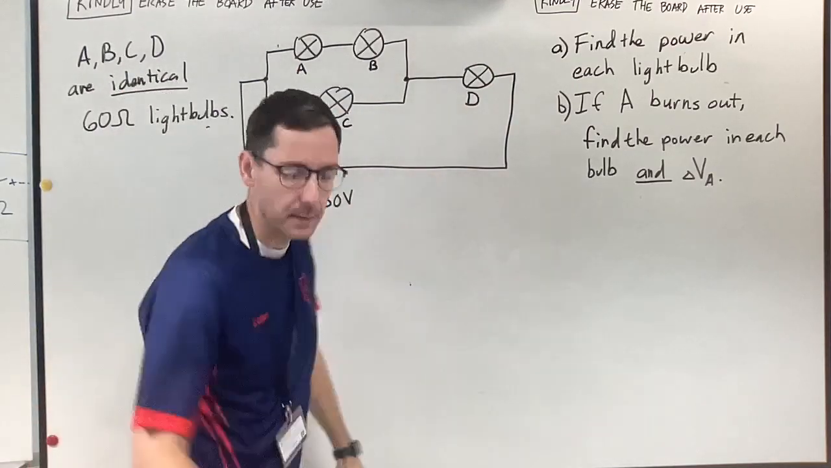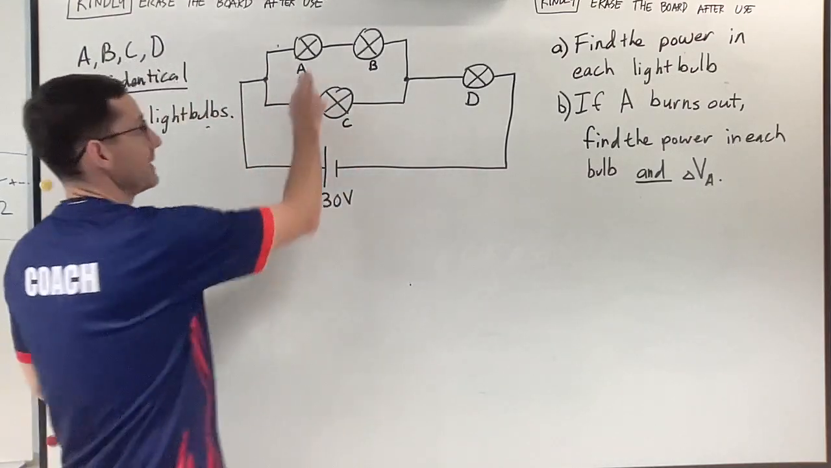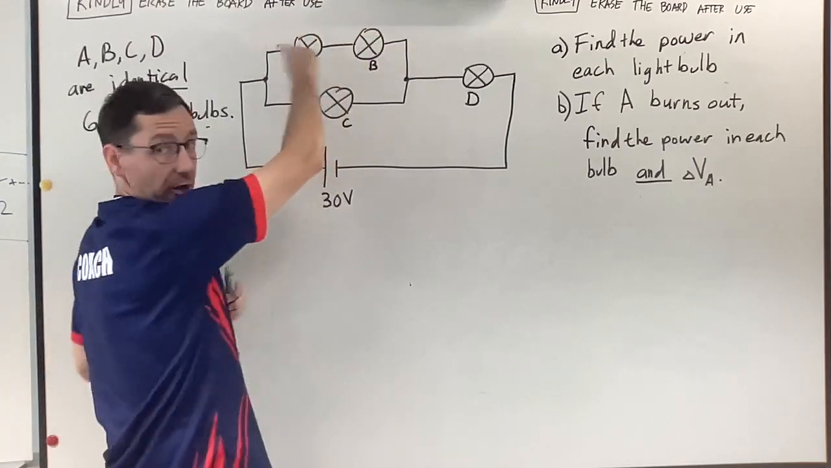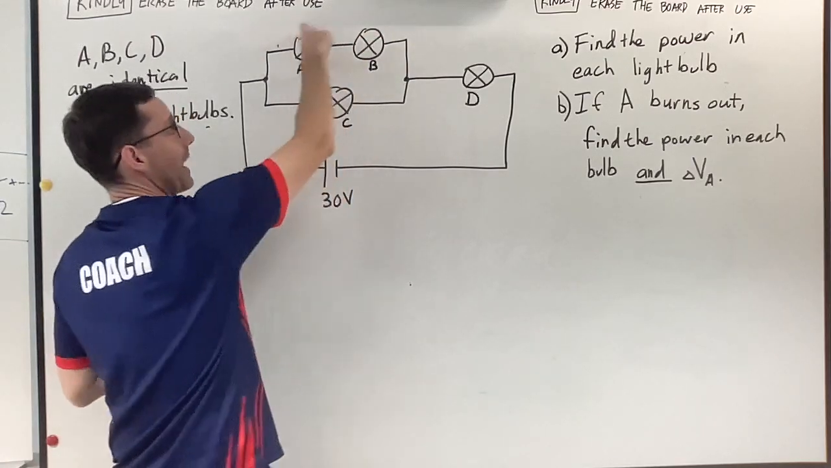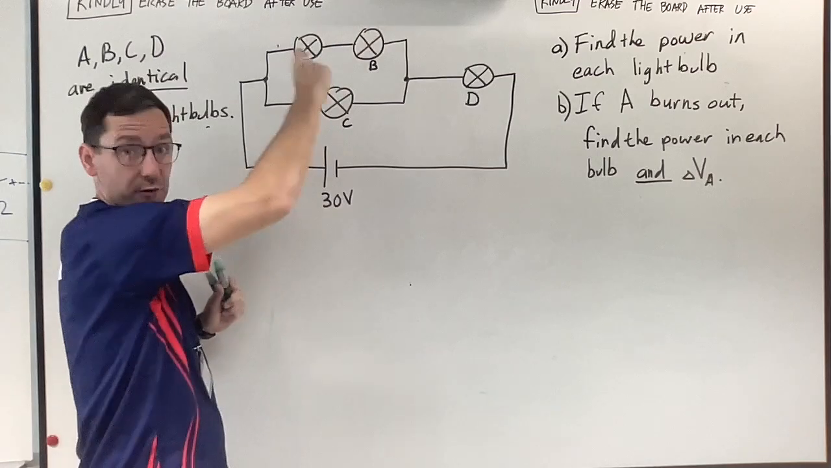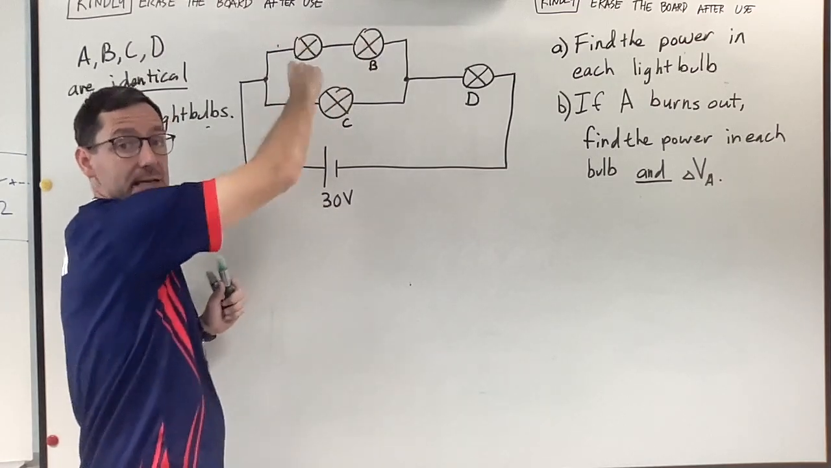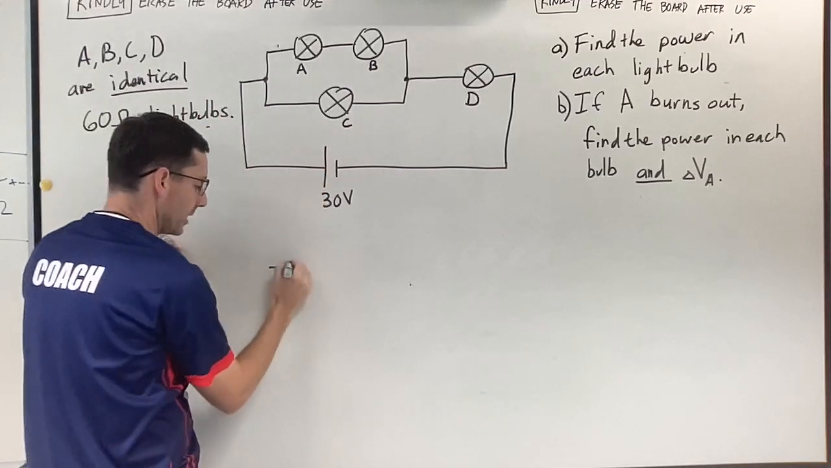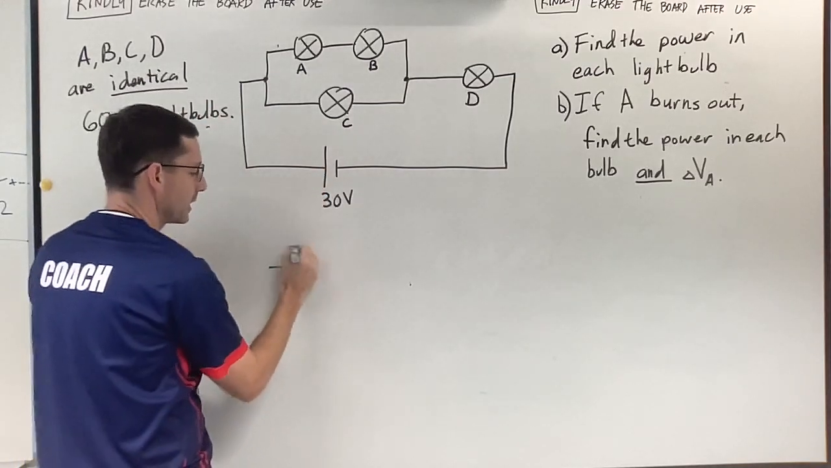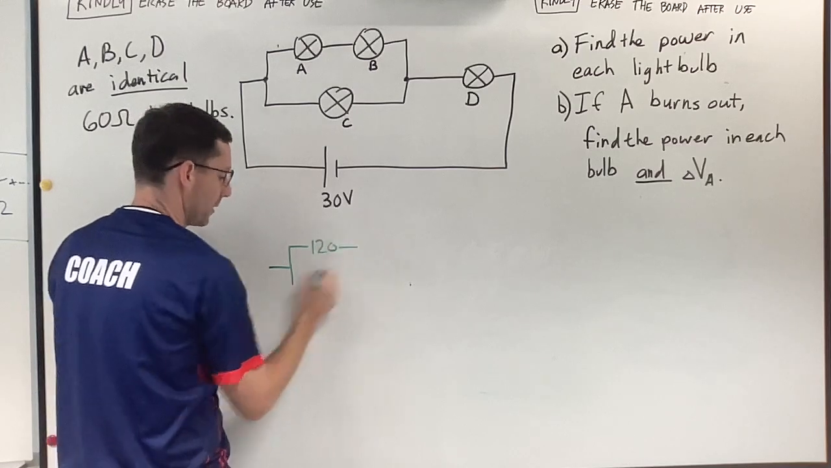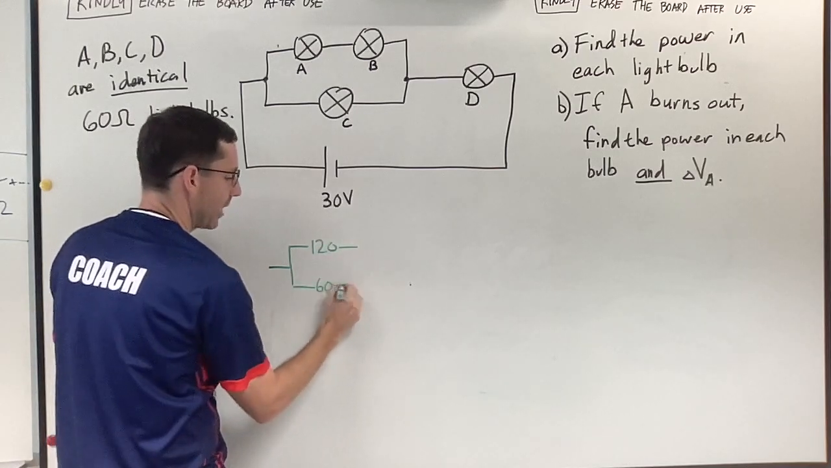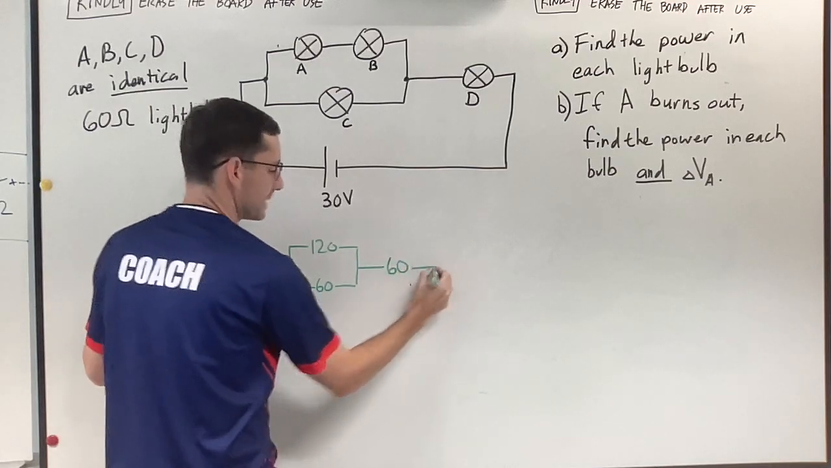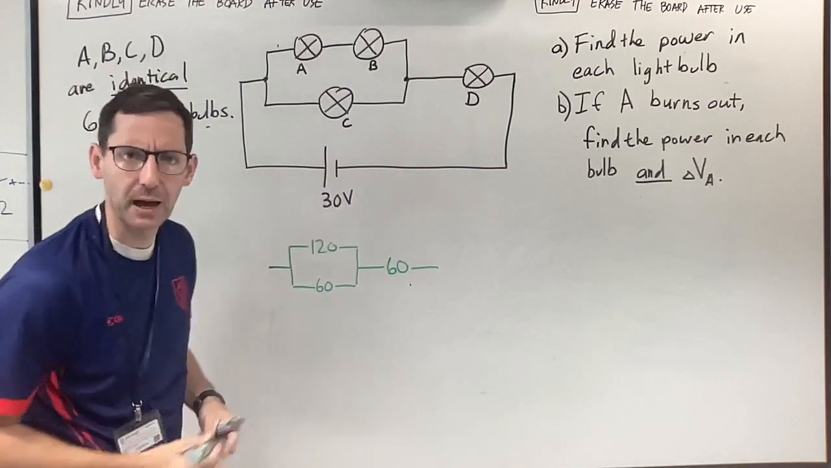All right, so the first thing I'm going to do is add these 2 together. Those two are in series with each other. Yes, they're in parallel with this one, but I'm going to add those two together first because they're in series. So A plus B, that would be 60 plus 60. That's going to give me 120. So I'm going to redraw it here. I have 120 up here, I have a 60 down there, and then it comes down together, and then I have a 60 right there before it goes back to the battery, right?